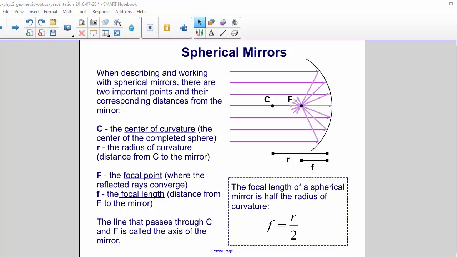Sometimes C is represented as 2F. The line that passes through C and F is called the axis of the mirror. The focal length of a spherical mirror is half the radius of curvature. That is why sometimes you might see 2F instead of C.